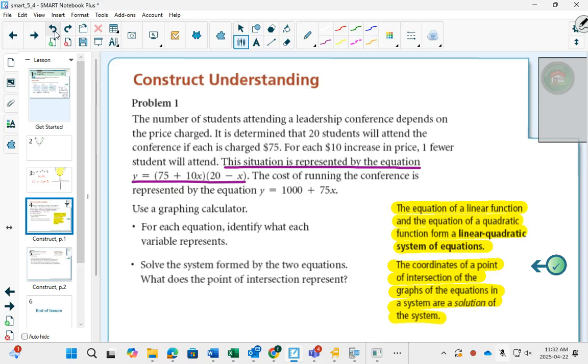And the cost of running the conference is represented by this equation: 1,000 plus 75x. Which is kind of interesting, which means every time you increase the price, your cost increases. If you increase the price by $10 once, it costs you more. I think this is an example of a question created for a textbook that doesn't quite fit real life. But we'll work with it, and we'll see what we should do.